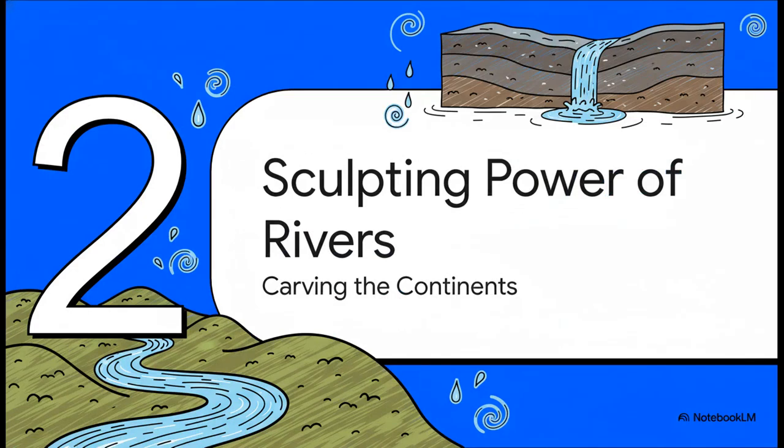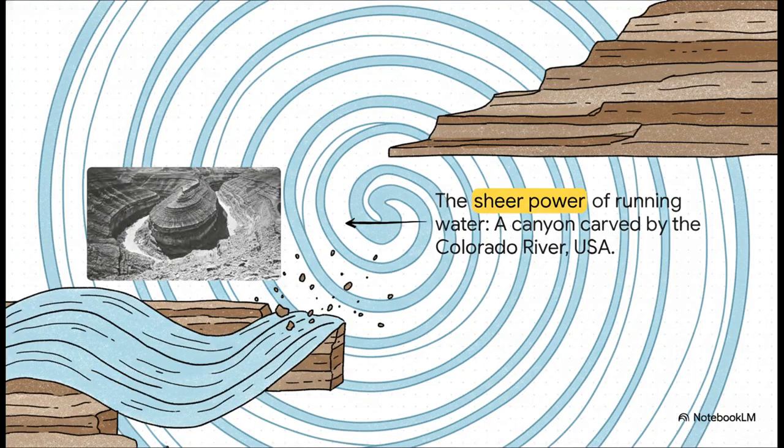We'll start with one of the most powerful external forces on the planet, running water. In so many parts of the world, rivers are, without a doubt, the main artists sculpting the land. I mean, just look at the sheer, raw power of running water. This canyon, carved out by the Colorado River, shows you exactly what's possible. Over millions of years, the non-stop flow of water has just sliced right through solid rock, creating this huge step-like landscape. This is erosion on a truly epic scale.